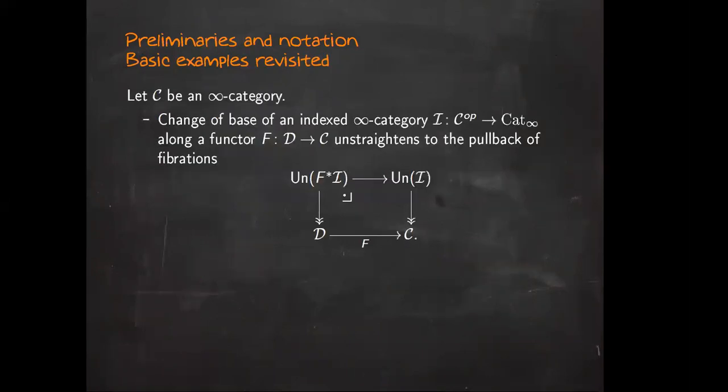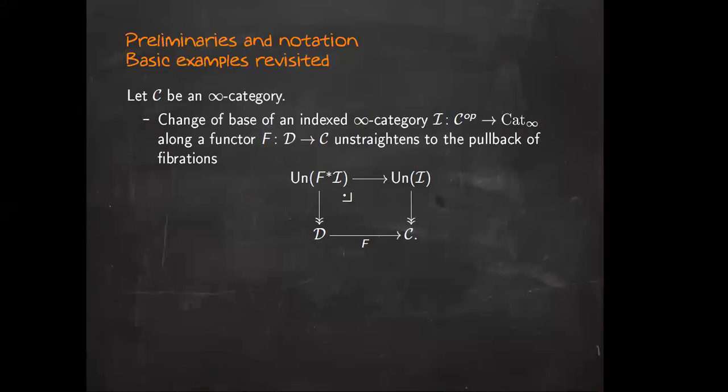And lastly, how does the change of base translate? The change of base translates to just taking pullbacks, which is extremely useful to compute unstraightenings of a given indexed infinity category. So if we have an indexed infinity category I, we can unstraighten it. Then we can take the functor f into it, pull back, and this will give us the unstraightening of the change of base along f of I.